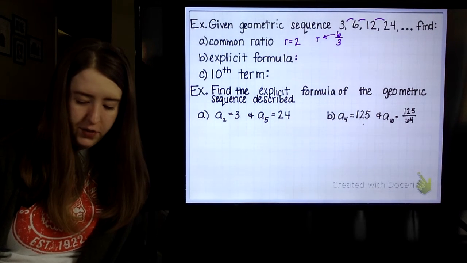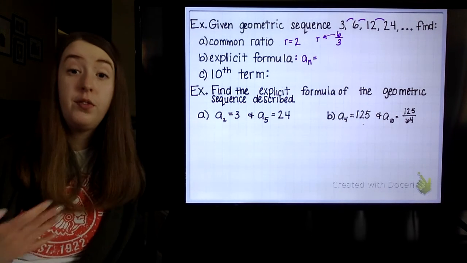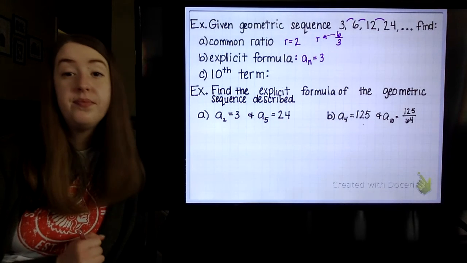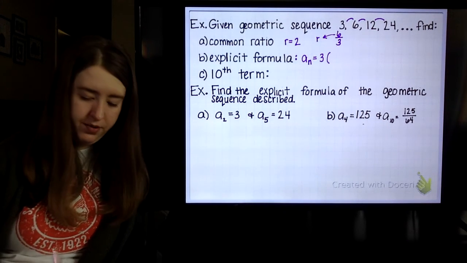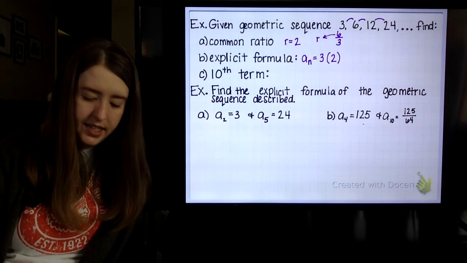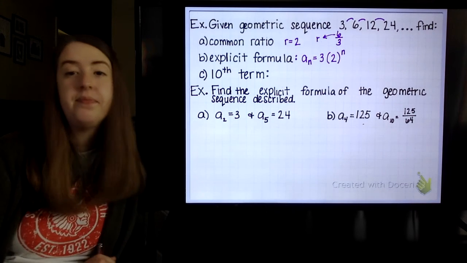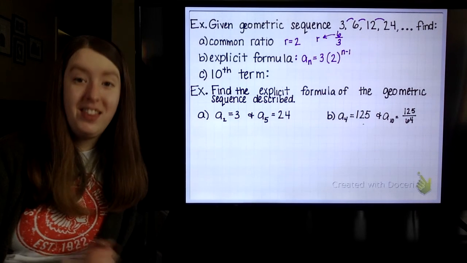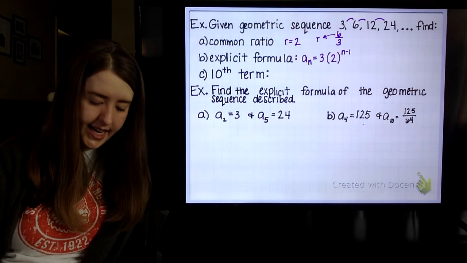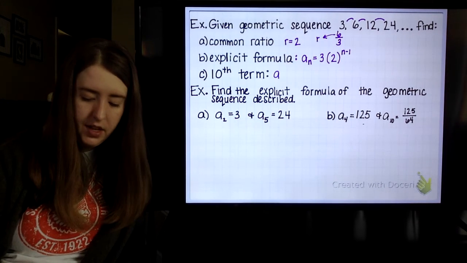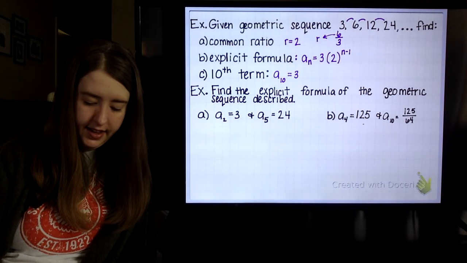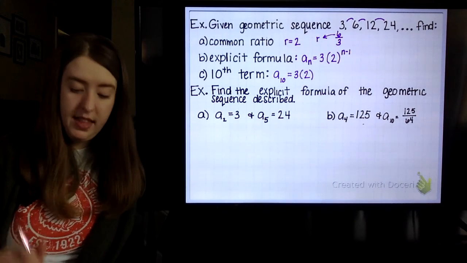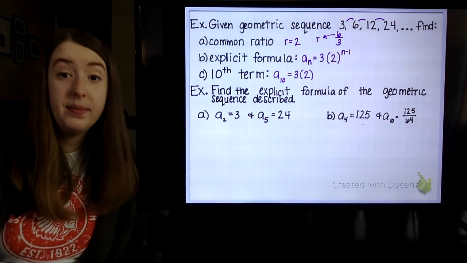So remember, our explicit formula, a sub n, is equal to the first term in our sequence, which was 3, times my common ratio, which was 2 to the n minus 1 power. Good deal. Now we want to find the 10th term. So I want to find a sub 10. So that means I need to take 3 times 2 to the, and I could put 10 minus 1 there, but I'm just going to put to the 9th power.